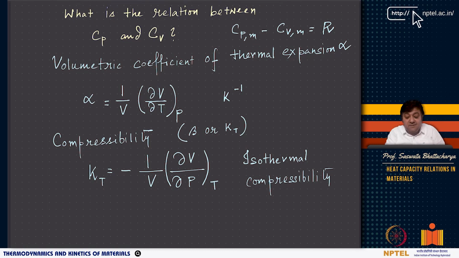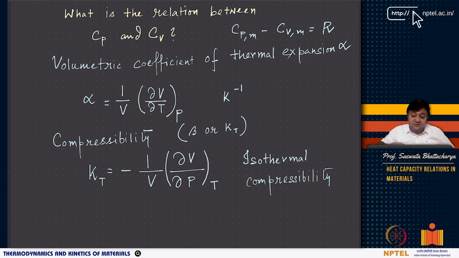Now there is also something called compressibility, which is represented as beta or kappa T. So kappa T or beta is basically the change in volume with respect to change in pressure, again normalized by the volume. And remember temperature is kept constant here, so it is called isothermal compressibility. Isothermal, because temperature is kept constant. And there is a negative sign here. I will tell you why there should be a negative sign here, because we are looking at compression, right?